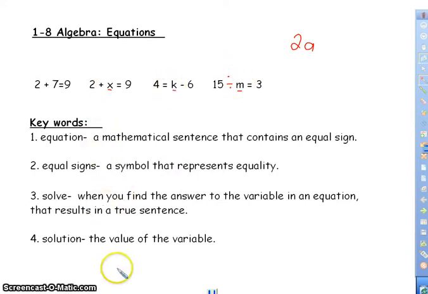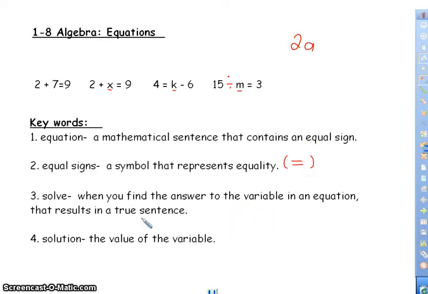Okay, we have 4 key terms here. The first one's equation, a mathematical sentence that contains an equal sign, much like an expression. It has numbers and variables and operations, but the difference is that the equation does have an equal sign, where an expression does not. An equal sign is a symbol that represents equality. Always looks like this. There's our equal sign.